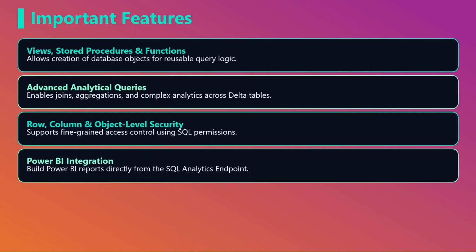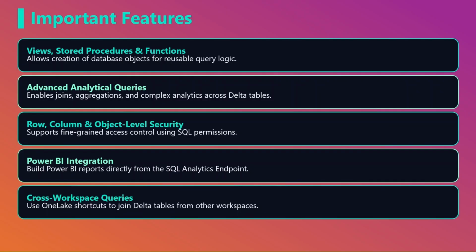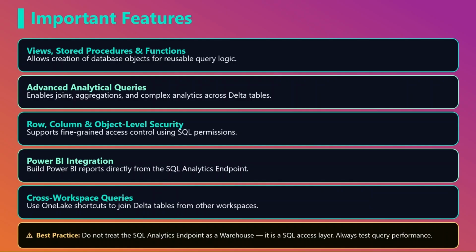And Power BI integration: you can build Power BI reports directly from the SQL Analytics endpoint after creating a semantic model. Cross workspace queries: use OneLake shortcuts to join delta tables from other workspaces. So if your data resides in other workspaces, you can use the OneLake shortcuts to join the delta tables. And the best practice: do not treat the SQL Analytics endpoint as a warehouse.